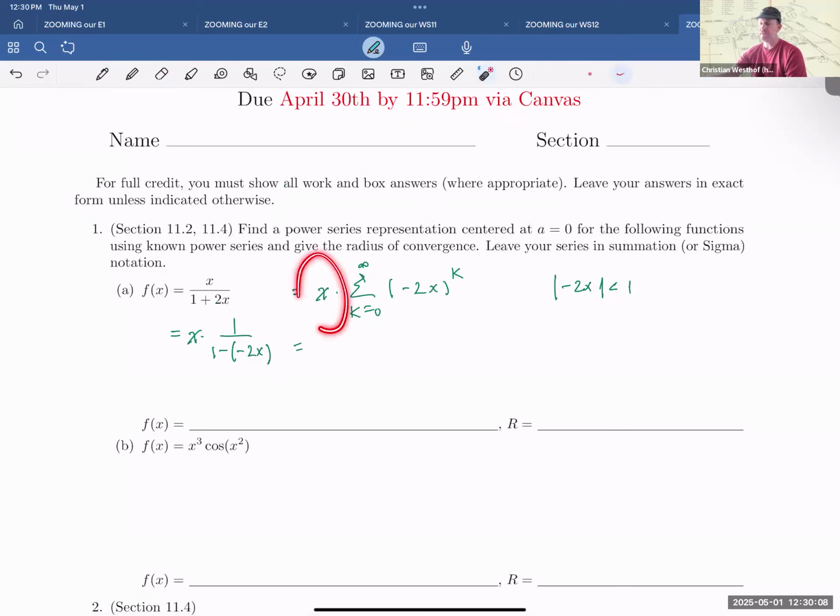All right, so then we need to do a couple things. When you write your series, if you have extra x's out there, you need to bring them in and combine them with the other x. If you have exponents, you need to apply them to the x and to the negative 2. So we would have the sum from 0 to infinity of negative 2 to the k, x to the k, times x to the 1. When you combine those, that's x to the k plus 1. Then that's our series.